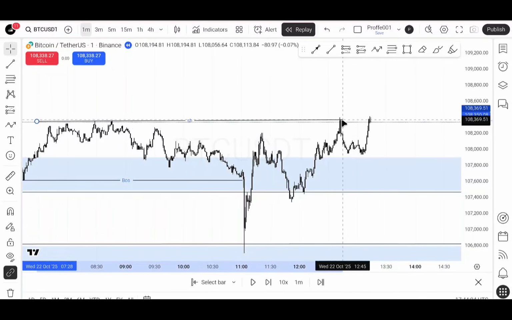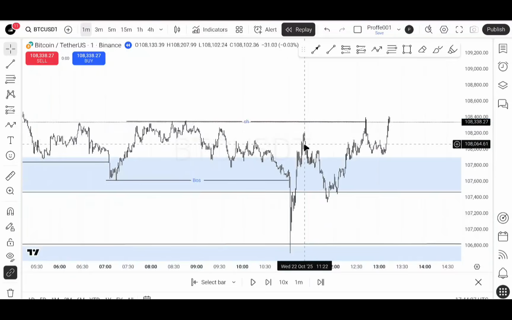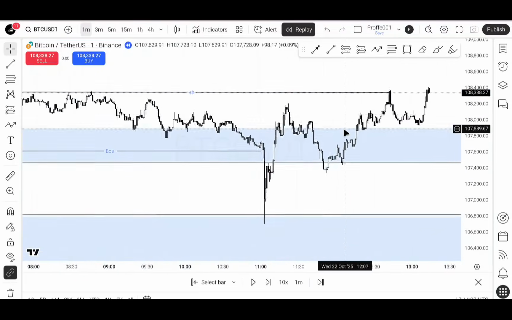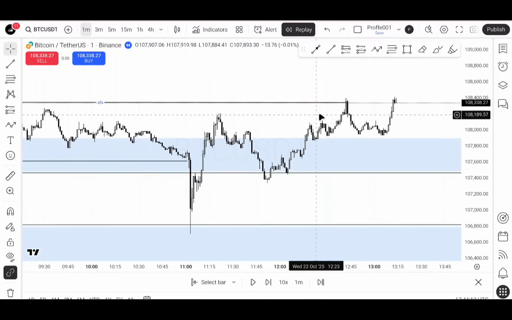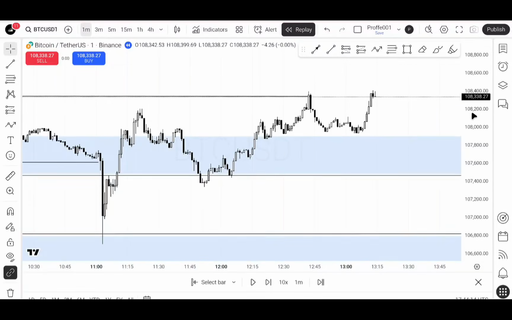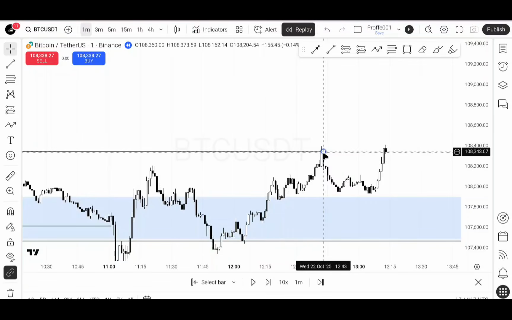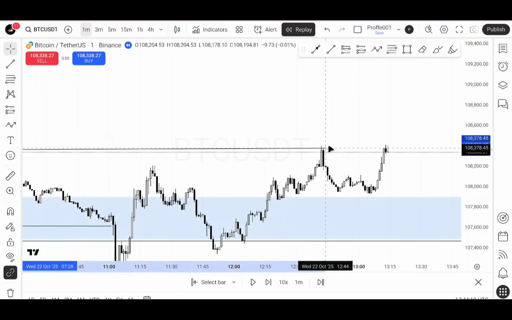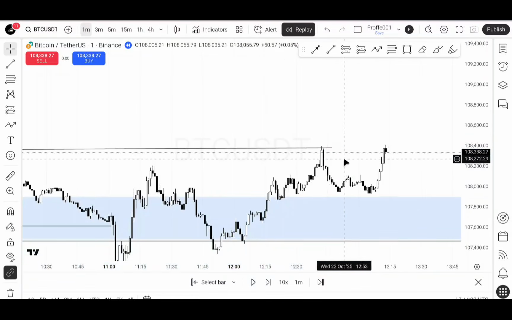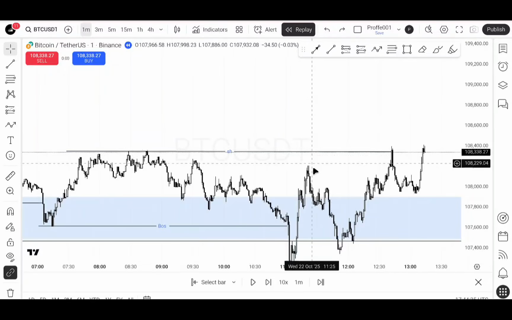Okay, now see this. This is something that I want you to take note of. You see this change of character, the way it occurs. It actually changed with the body of the candle. If it was something like this, we wouldn't have considered it a change of character, because any change of character that happens with a sweep is not a change of character. For a change of character to be valid, it needs to break with the body. So this one literally broke with the body, so we are considering it a change of character.